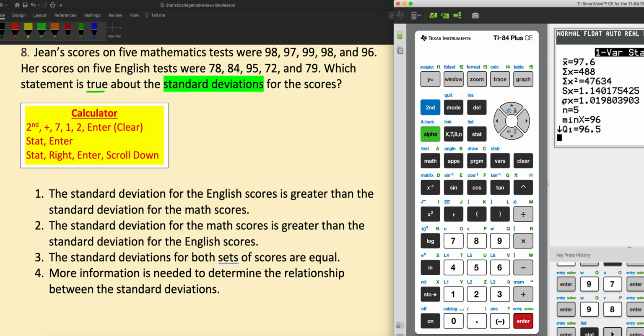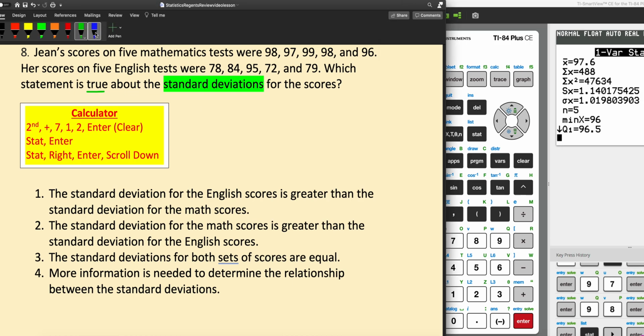Standard deviation, guys, is this symbol right here. It's 1.019, so I'm going to write 1.02. So for math, our standard deviation, sloppily written, I'm sorry, is 1.02 because it rounds. 1.02. Now we need the standard deviation for English.